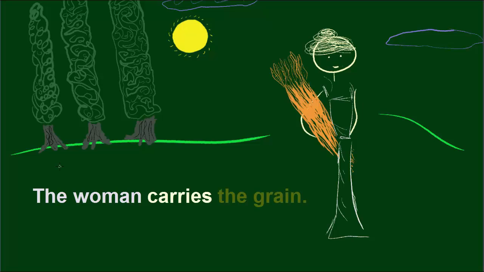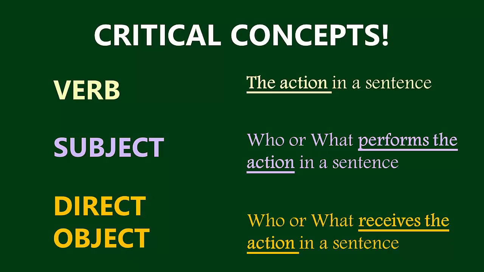In other words, what is receiving the action of the verb? That's right, the grain is being carried, and so the grain is receiving the action of the verb. That means grain is the direct object. Okay, great. Complete the exercises after the video and be very certain that you understand this concept. It's absolutely critical to your ability to read and translate Latin.